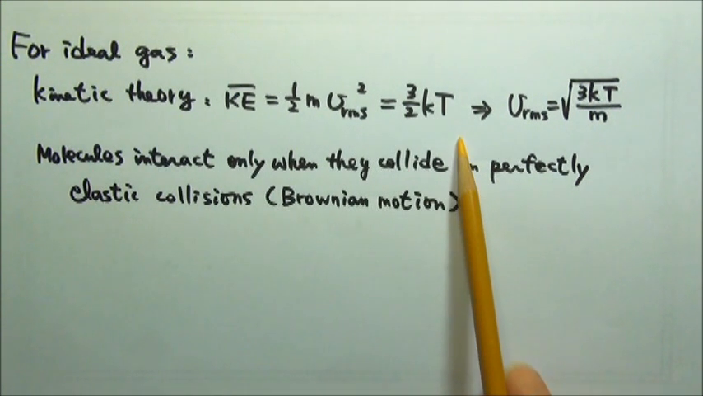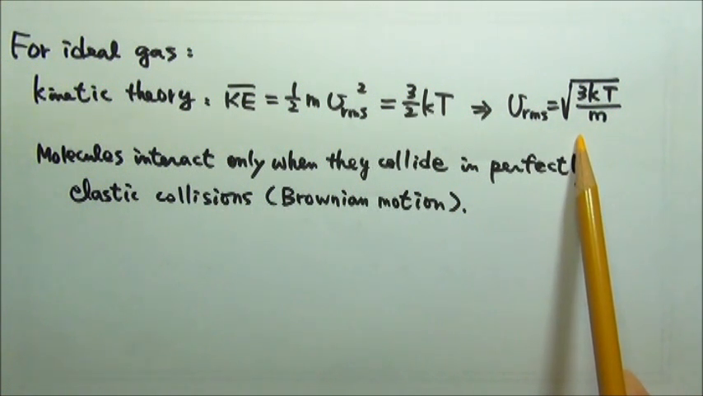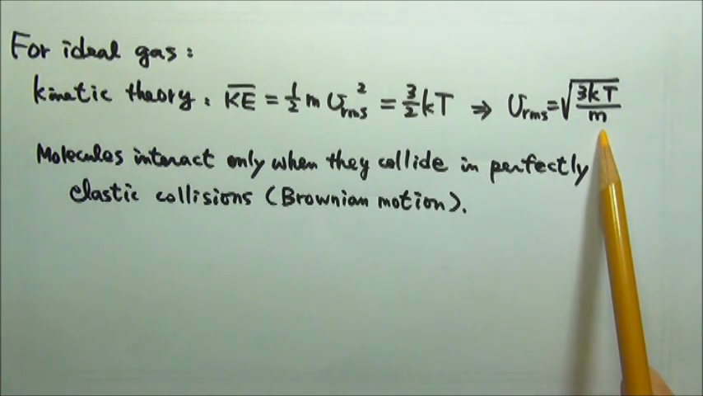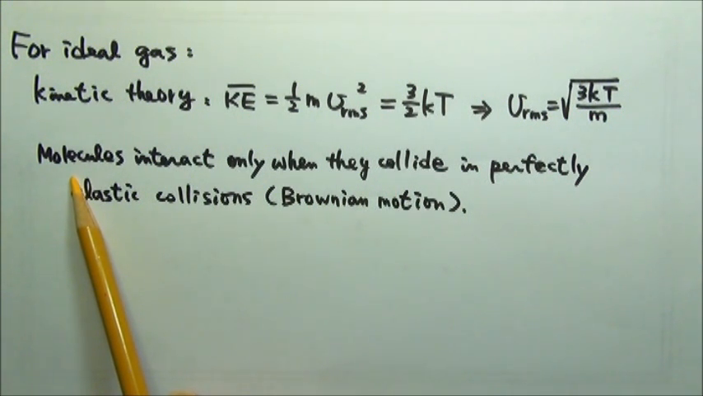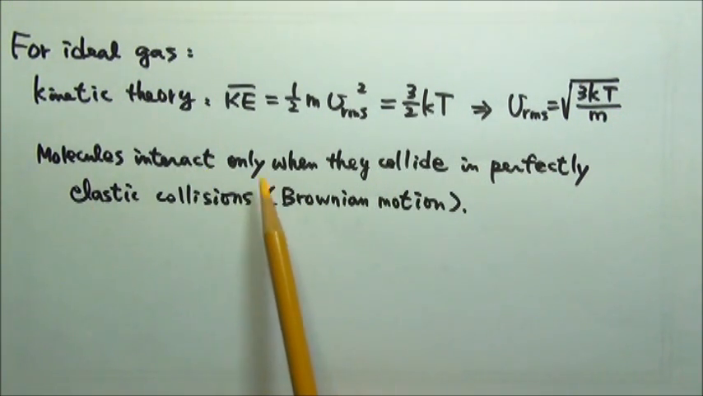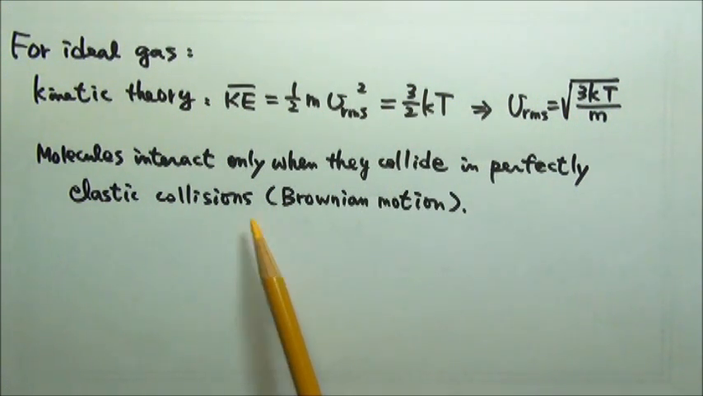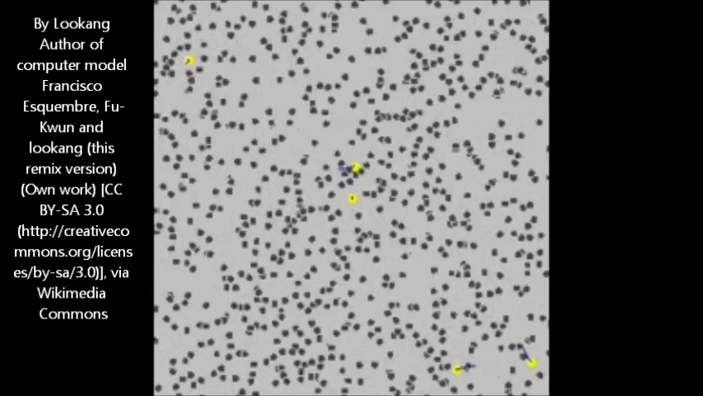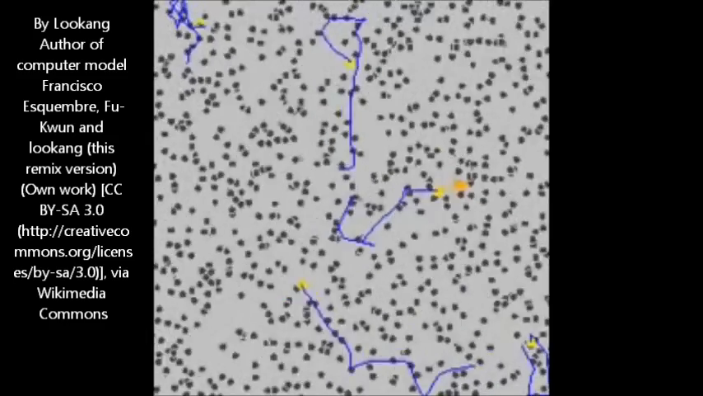Using the kinetic theory, we found that the root mean square speed of ideal gas molecules is the square root of 3kT over m. We also know that in an ideal gas, the molecules interact only when they collide in perfectly elastic collisions. They do Brownian motion. As shown in this video, there are 800 particles in this simulation.